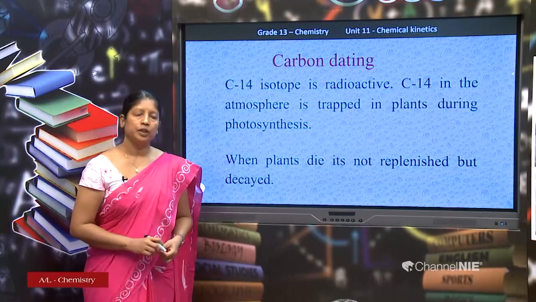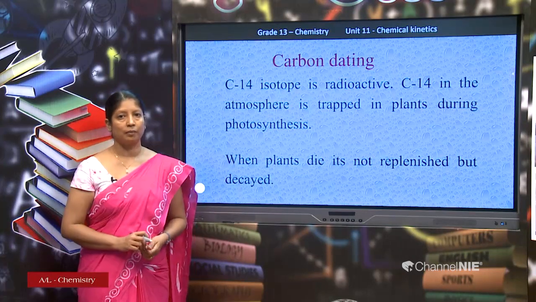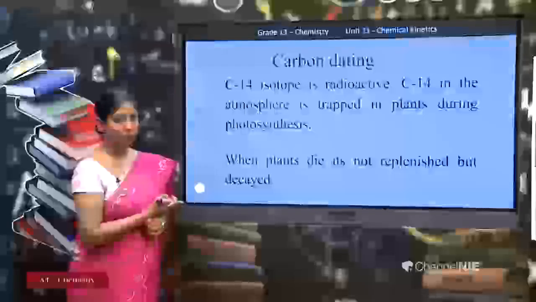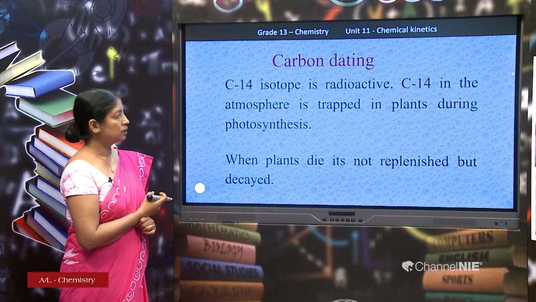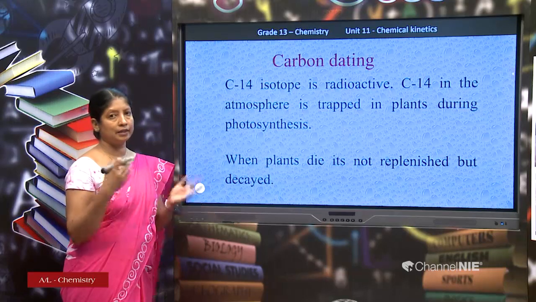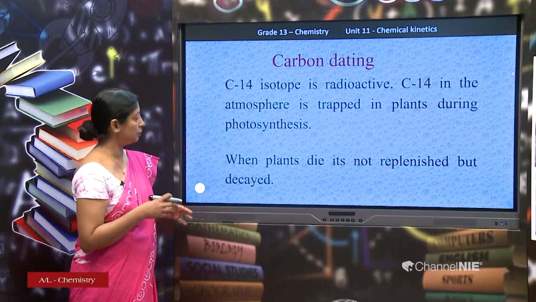One of the advantages of half life is carbon dating. That means we can use this to find out the age of fossils. So, carbon has several isotopes, carbon 12 is there, carbon 13 is there, carbon 14 is there. Out of these three, carbon 14 is the radioactive isotope. So, in the atmosphere you get a certain amount of carbon 14 radioactive isotope. That carbon 14 can be converted to carbon dioxide in the atmosphere, and then it is absorbed by plants to make glucose or any other plant food.